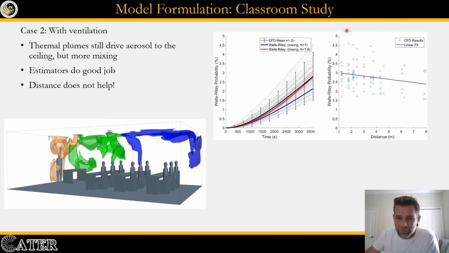Nevertheless, we look at Wells-Riley probability as a function of distance with ventilation, and again, we see scatter around a curve that doesn't really drop off with distance. Again, this is not unexpected. We're just showing that this is definitely the case. Social distancing doesn't really have a strong effect for airborne pathogen transmission.